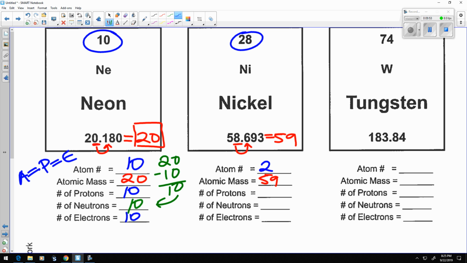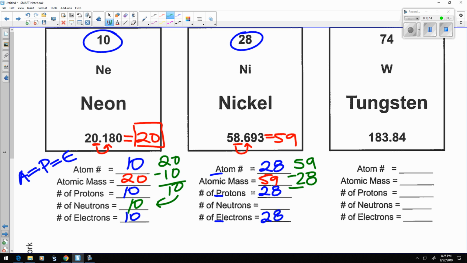Like I said, atomic number is going to be 28. All right, which means that our number of protons is going to be 28. Our number of electrons is going to be 28. All about that APE man again. Okay.